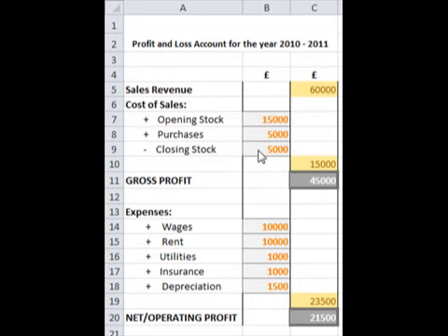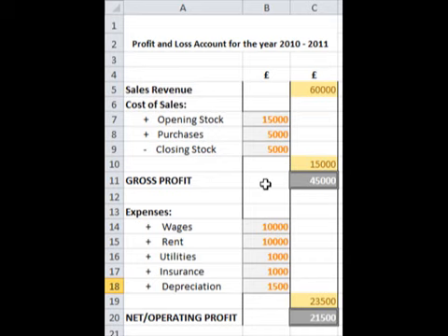To calculate the total cost of sales, as in this yellow box here, we must take the opening stock, add to this our purchases, and then take away our closing stock. So for this example, this gives the figure £15,000 in this yellow box here.